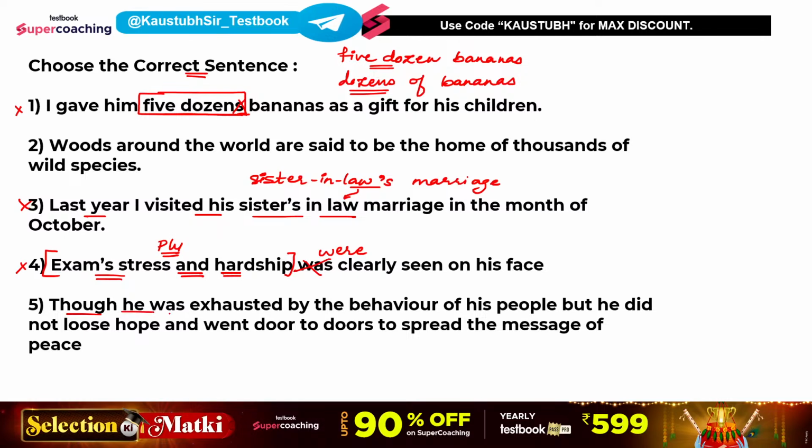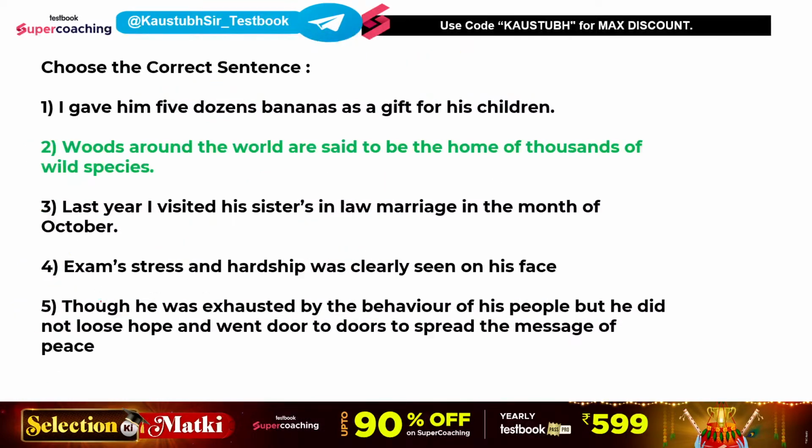Though he was exhausted by the behavior of his people. Though, whenever the sentence begins with though, we cannot write but here, we always write a comma. And if the sentence begins with although, दो के जगह अगर although आ जाता है, then we can write yet. but कभी नहीं लगता, दो में भी नहीं लगता और although में भी नहीं लगता. So option number 5 is also wrong. So the only correct answer is option number 2 here. B should be the right answer, and B is the right answer.